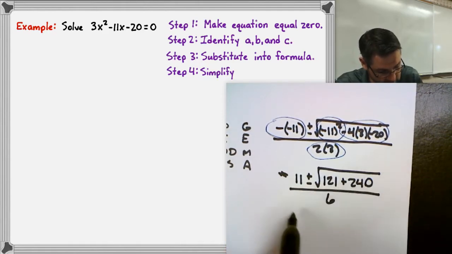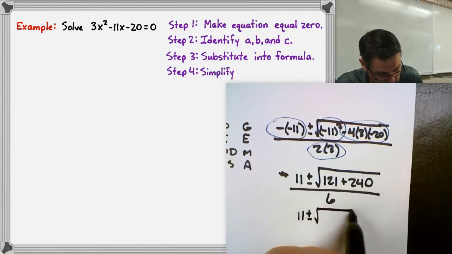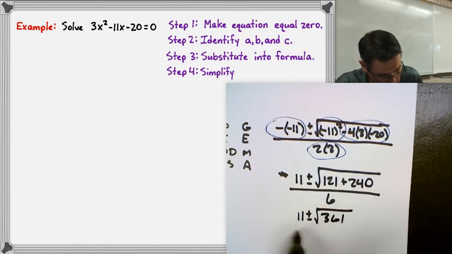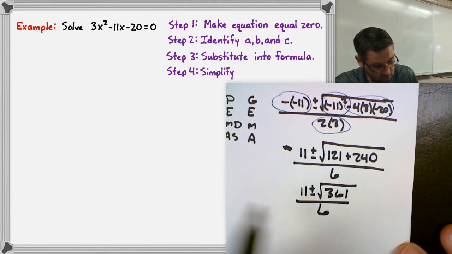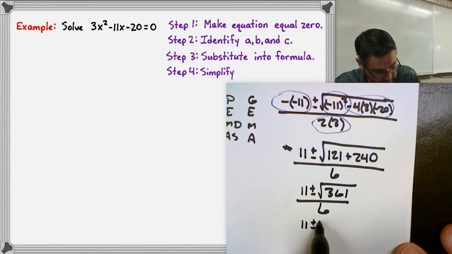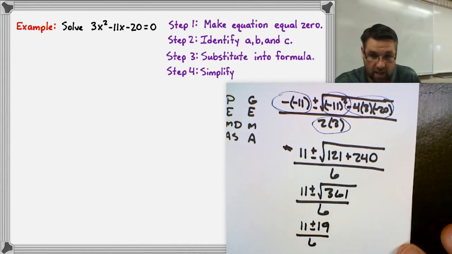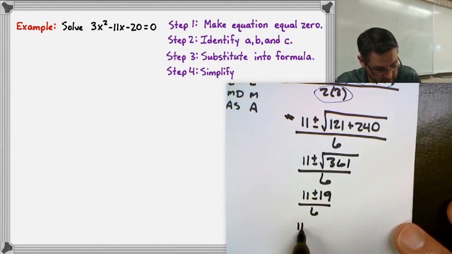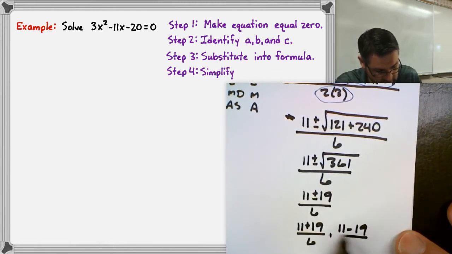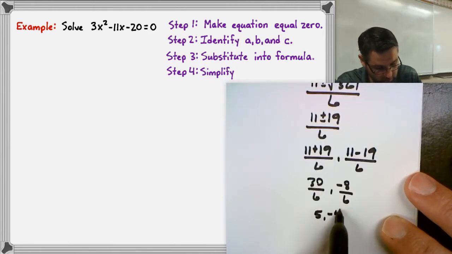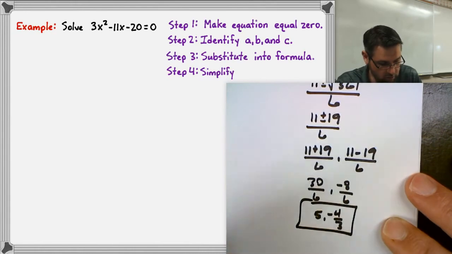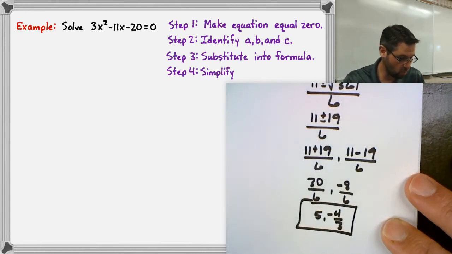From here, we're going to add what's inside the radical. So we get 11 plus or minus the square root of 361 over 6. So we can't cut that step out. And then we've got to take the square root of 361. So that'd be 11 plus or minus 19 over 6. And then from here, we'll break it into the 2 cases, 11 plus 19 over 6 and 11 minus 19 over 6, and then solve each of those separately. So that'd be 30 over 6 and negative 8 over 6, which is obviously 5 and negative 4/3 like we said before, okay? So just trying to cut down on the amount of steps that we're working with here.